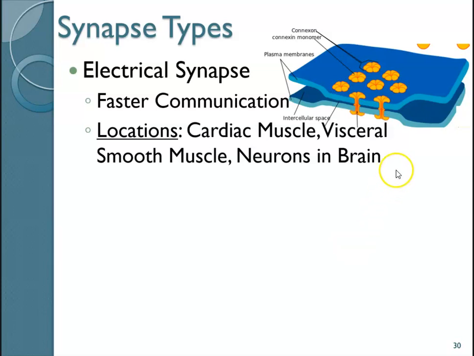So if an electrical impulse or a change in charge happens on this side, it'll just be carried to the next side. Think of the depolarization phase. We have sodium coming in here, which will be just zipped through to the next cell, which will then reach threshold, and they will also have depolarization, right? So this is seen in cardiac muscles, in visceral smooth muscles, as well as neurons in our brain. While other cells, even including some neurons in our brain, use the other type, the chemical synapse.